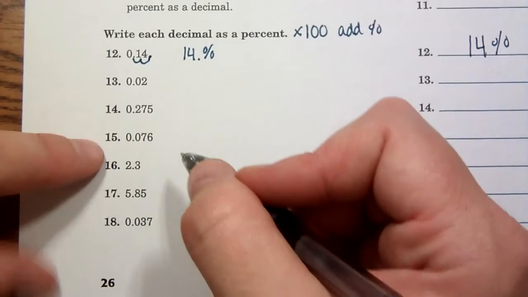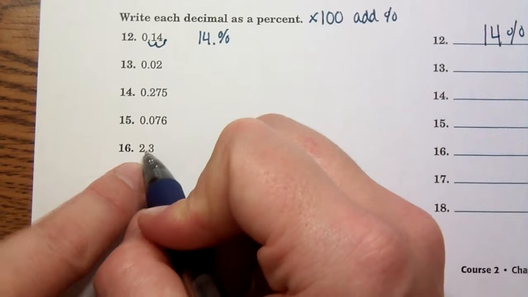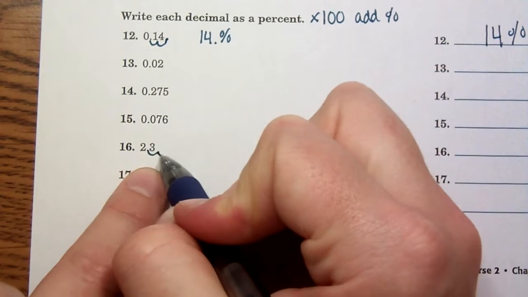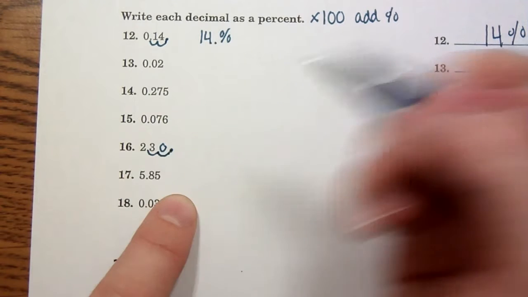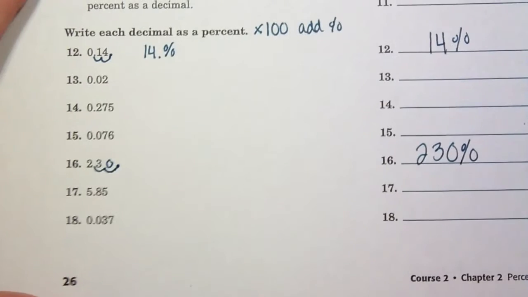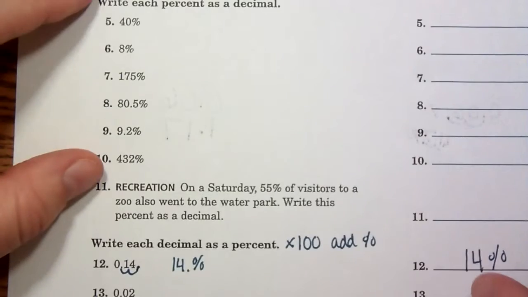If you're working with like 2.3, we know that's over 100% because it's 2 fulls. So we're going to move once, move again, and put a dot. So that's 230%. All right. These are the same as the front.